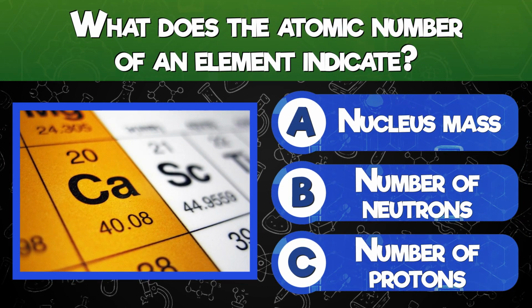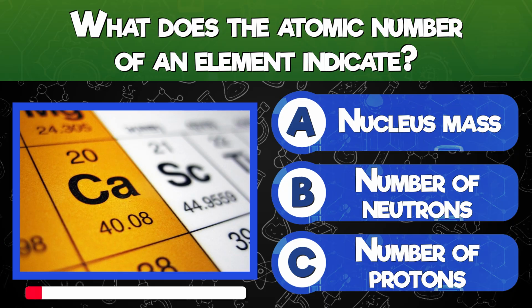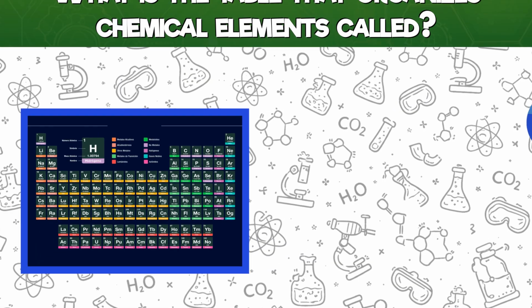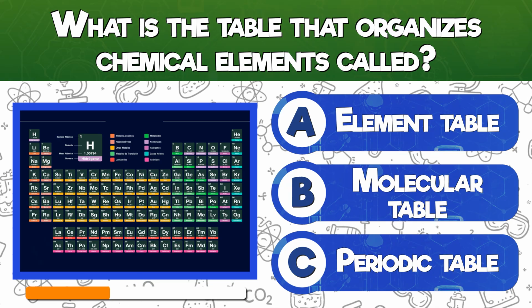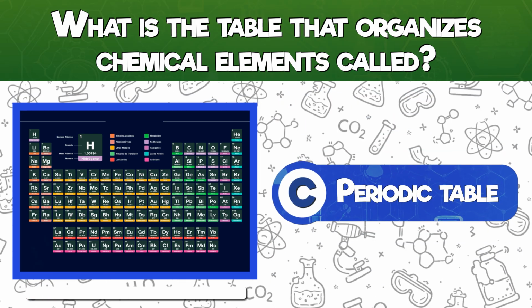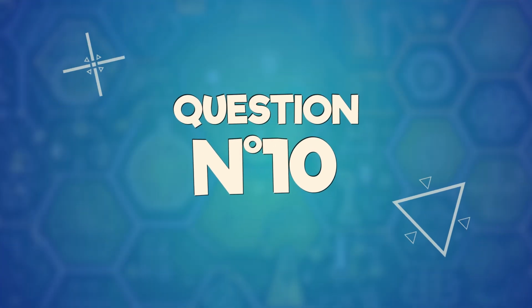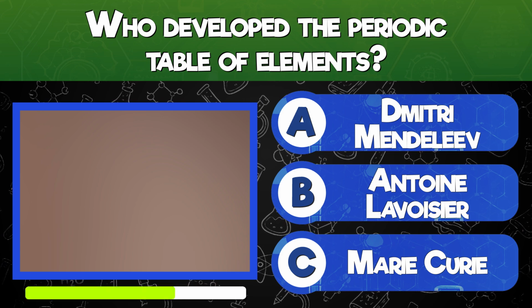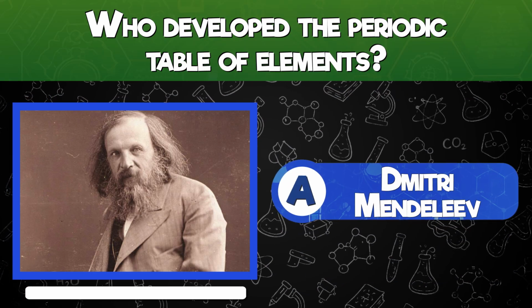What does the atomic number of an element indicate? The number of protons. What is the table that organizes chemical elements called? The periodic table. Who developed the periodic table of elements? Dmitri Mendeleev.